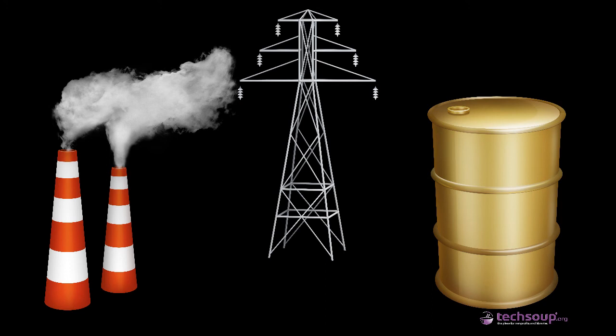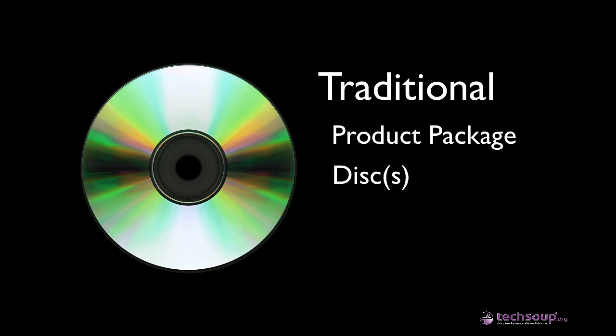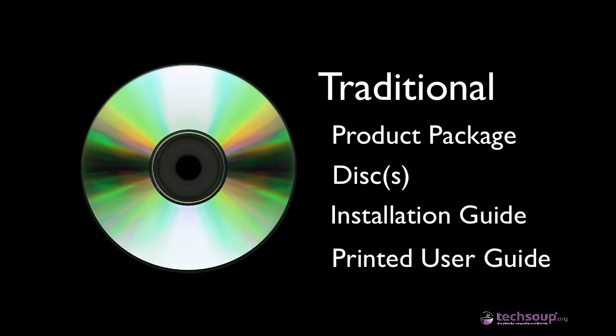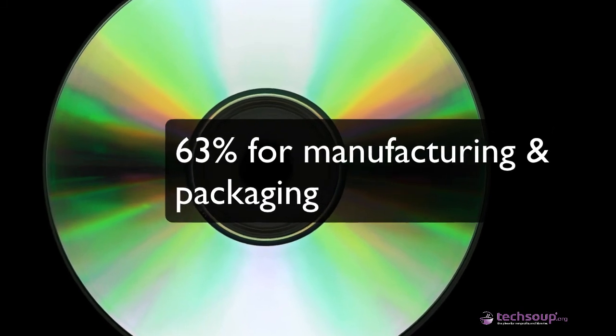But what about carbon emissions related to the software we use? We typically receive software through traditional means. We receive a product package. The package contains a disc and an installation guide. Sometimes the package also contains an extensive user guide printed on paper. Manufacturing these materials makes up 63% of the total carbon footprint identified for each software program consumed.